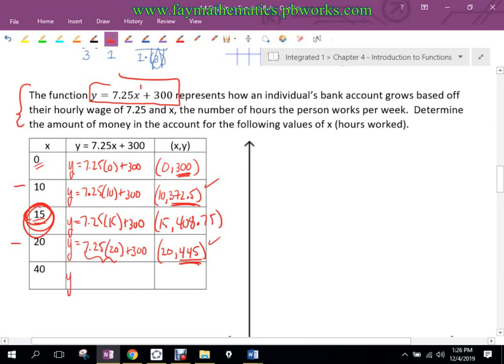And then if I've done 20, I should be able to do 40, just as easy. 7.25 times 40 plus 300. 7.25 times 2, okay, good, it's 14.5. So 7.25 times 4 is 29. Then multiply that by 10, and it gives you 290. So 290 plus 300 is 590, right?